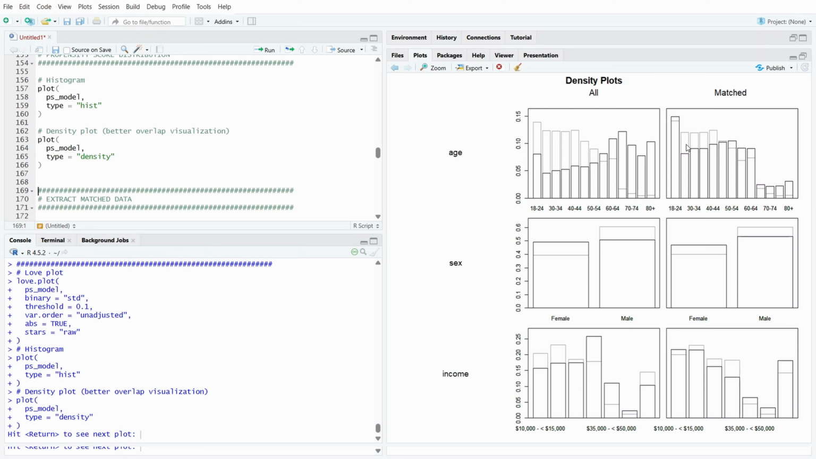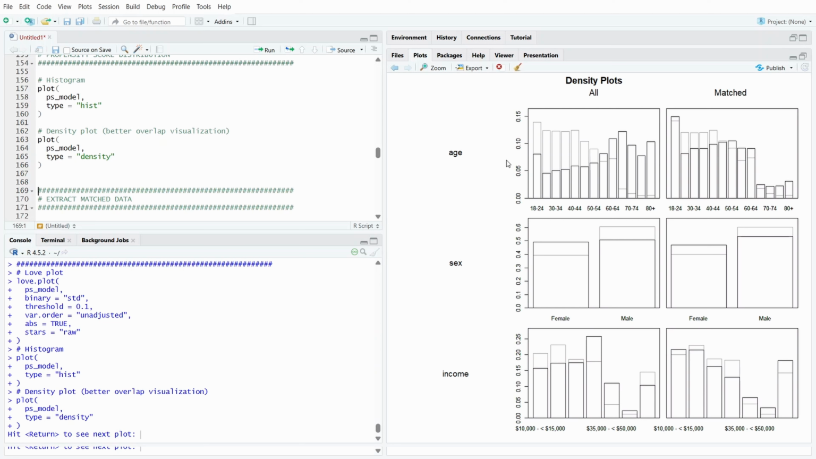Before matching, the insured and uninsured groups differed substantially across age, sex, income, education, and employment. For example, insured participants were generally older, had higher income and education levels, and were more likely to be retired. These differences are important because they can influence both insurance status and health outcomes, creating confounding bias.